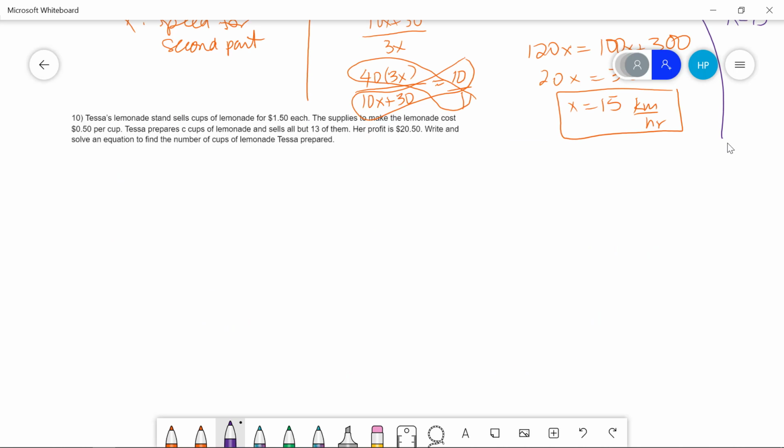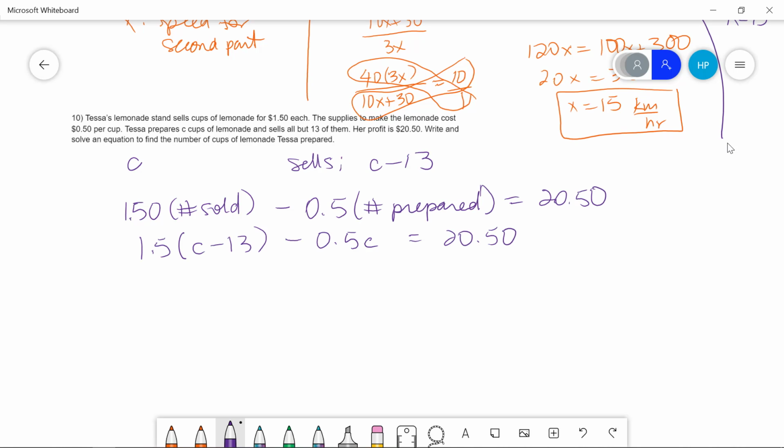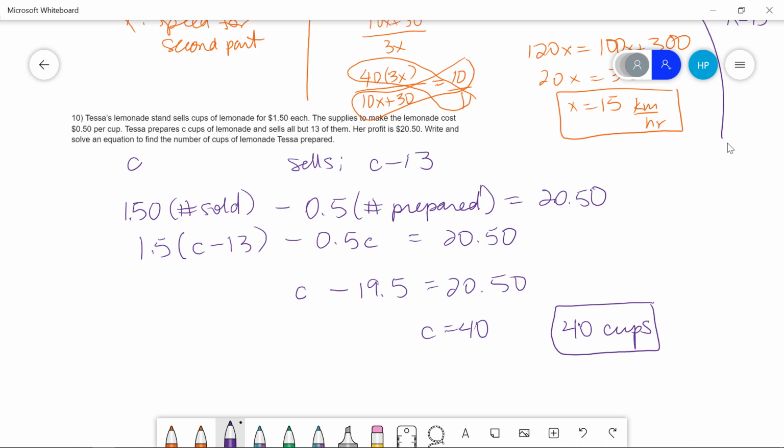All right, this is kind of similar to some problems that we did in problem set 7. So she's going to prepare C cups, and then she sold all but 13 of them. So she sells C minus 13. So if I'm thinking of the money that she brings in, she sells them for $1.50. So it's going to be $1.50 times the number sold minus 50 cents times the number prepared. So then if I multiply this all out and simplify, I can see that she must have prepared 40 cups.